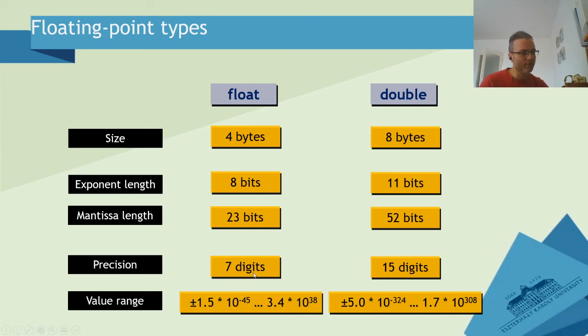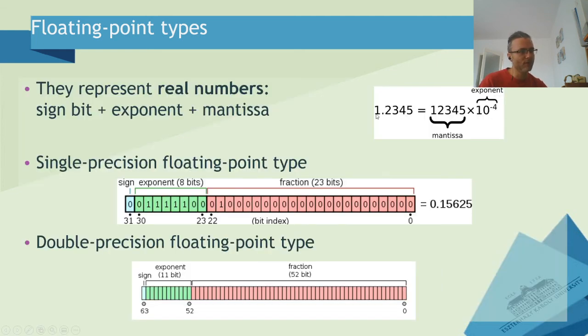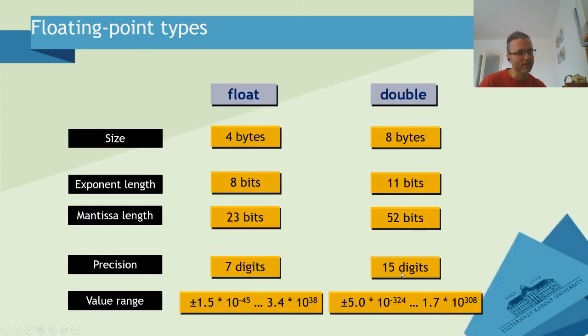What is important is the precision. How many decimal digits you as a programmer are able to represent. If you use the simple float type, you can use only 7 decimal values after the floating point. With double precision, basically you can represent double the number of decimal digits.